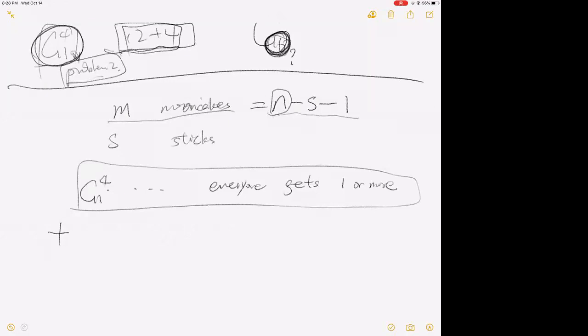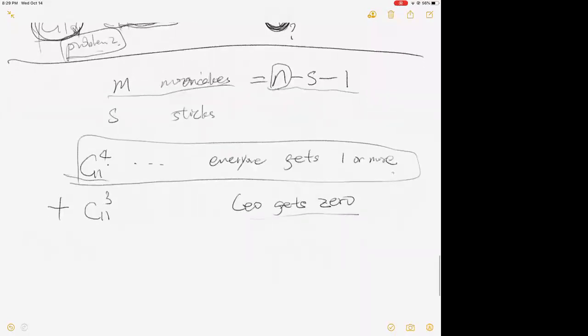Okay, so let's say Leo gets 0. In the first case, 11 choose 4, everyone gets 1 or more. Then you need to add 11 choose 3. If Leo gets 0, there'll be 11 choose 3. And then you need to multiply by 5. Why do you multiply by 5? Because there are a total of 5 people. Leo may get 0, Dr. Hong may get 0, Dr. Wang may get 0, Angela may get 0, and Yira may get 0. So we need to do 11 choose 3 times 5.